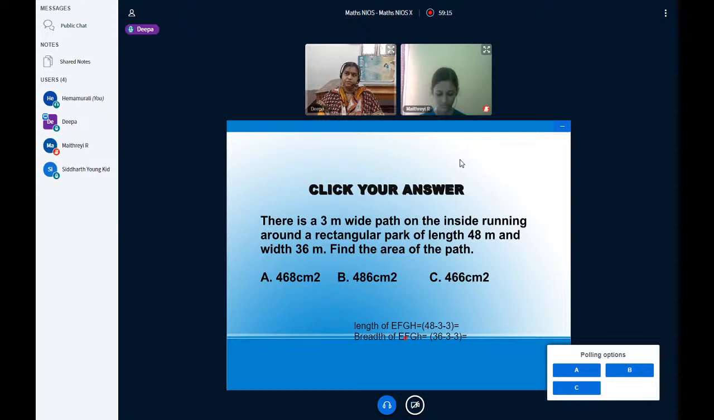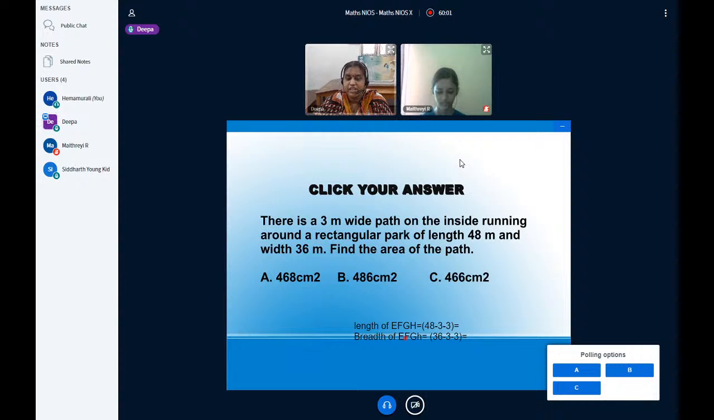Siddharth, any doubt, Raja? Okay, just give me what is your answer. When you are finding the area of the path, the answer will be in meter square. Okay, you are right. Very good.